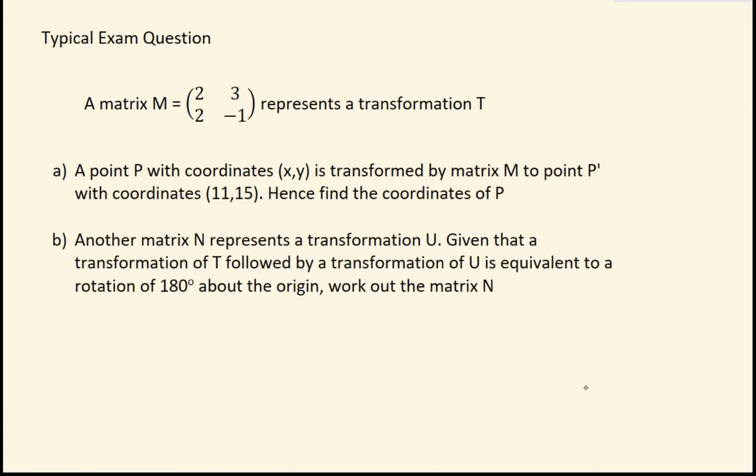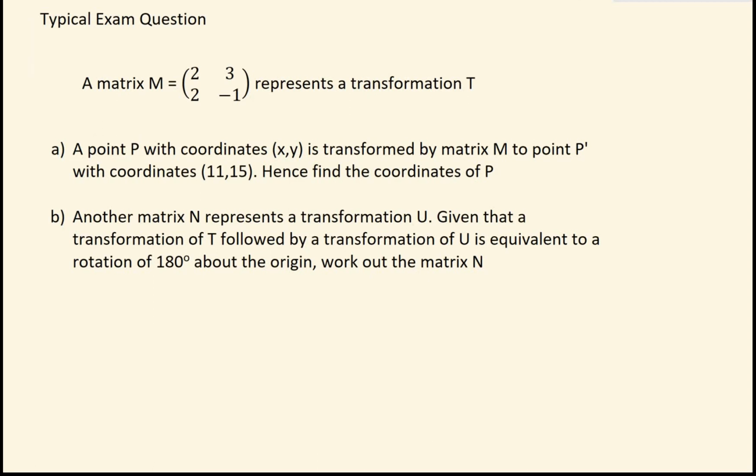Last thing, I'll just go through a standard exam question. Here we've got a matrix which represents a transformation T. Then you're typically given a point with coordinates x, y, and it's been transformed by this matrix M to give me a new point, 11, 15. And we want to find the coordinate of P, which is my initial x, y.